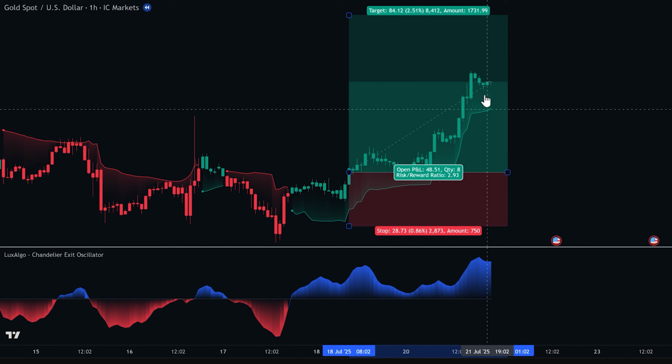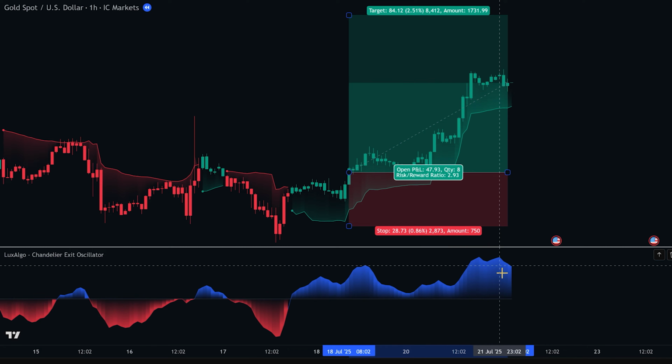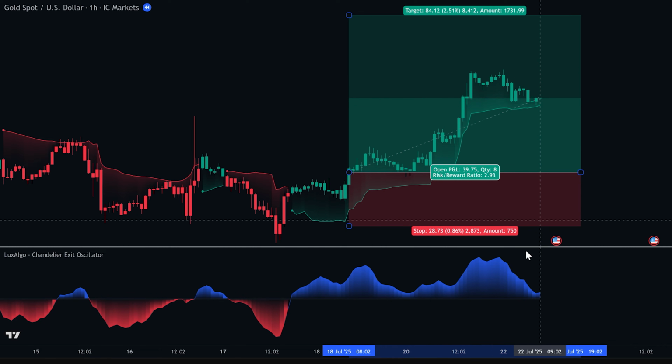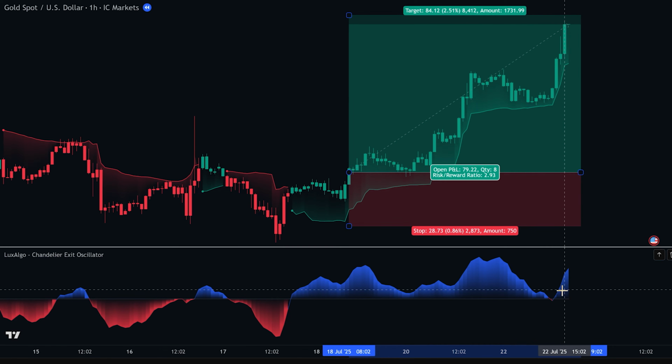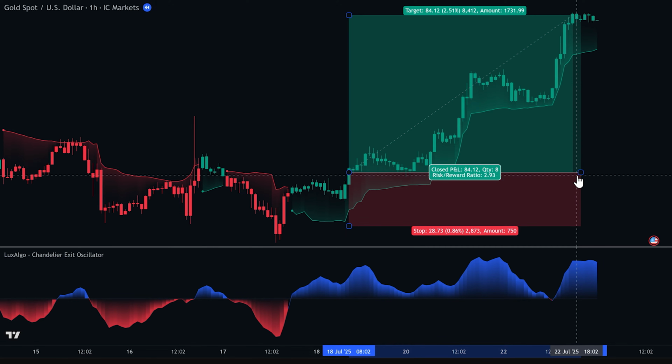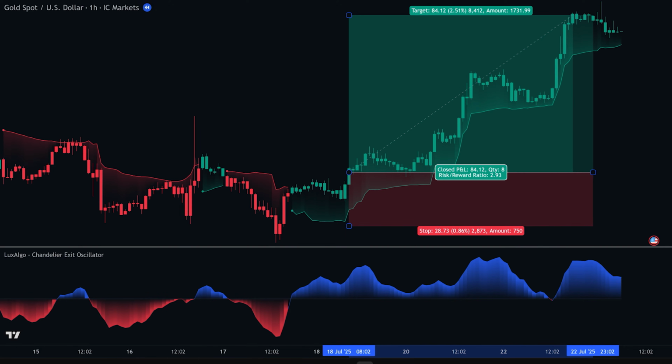For example, imagine you're long, the price pulls back a little, and you're tempted to close, but the oscillator is still printing strong blue bars above zero. That tells you the trend hasn't changed. A few candles later, price pushes higher, and your target gets hit.